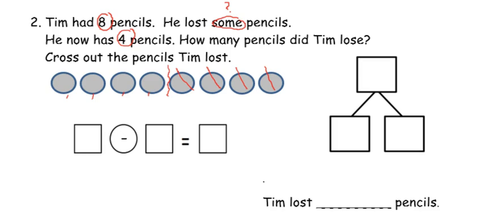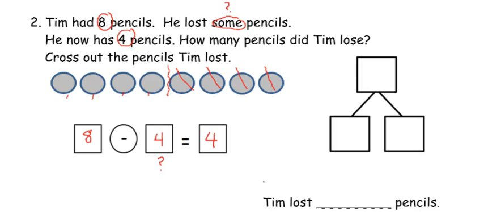Again, we'll use the number sentence to show the context of the situation. We'll start with just the information we know. We know that Tim had 8 pencils. He lost some pencils, so we're not going to fill in that box yet. And he had 4 pencils at the end. So after we work through that situation, we know that he lost 4 of them. So the original number of pencils minus the 4 that he lost left him with 4.